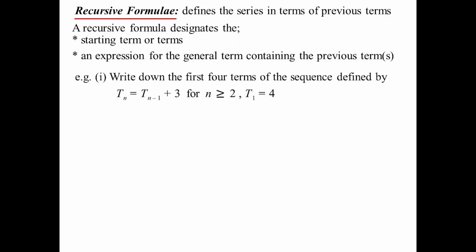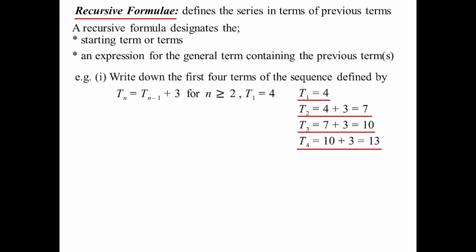So something like that. Here's our sequence. Term n will be term n minus 1 plus 3. So we're simply adding 3 to every term. And this formula will work for whenever n is greater than or equal to 2. So therefore, I need to be told what the first term is. First term is going to be 4.